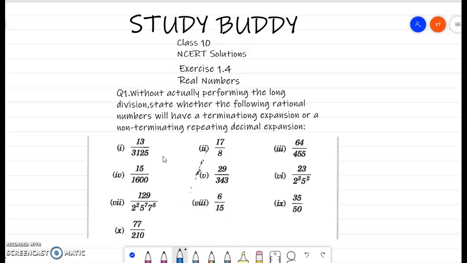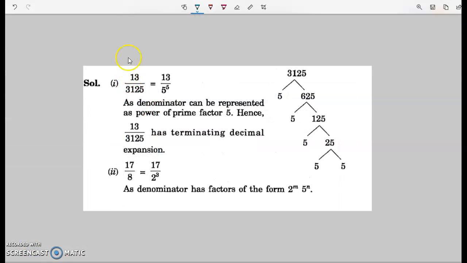So today we are going to solve the first problem from exercise 1.4 from the real numbers chapter. So let's get started with the first problem. Question number 1. Without actually performing the long division, state whether the following rational numbers will have a terminating expansion or a non-terminating repeating decimal expansion. So the first question given is 13 by 3125. Let's go on with the solution.